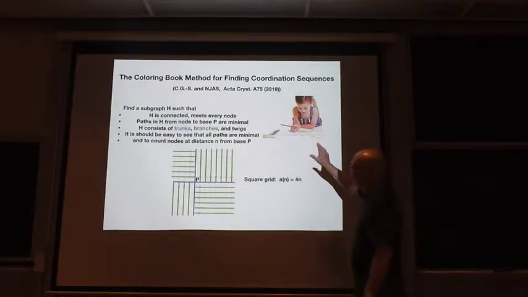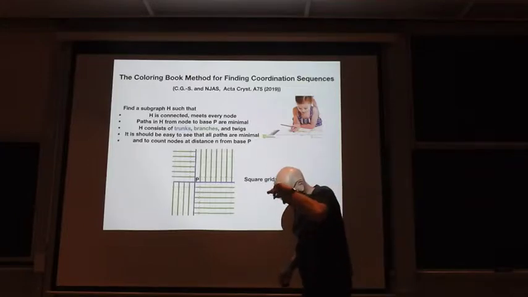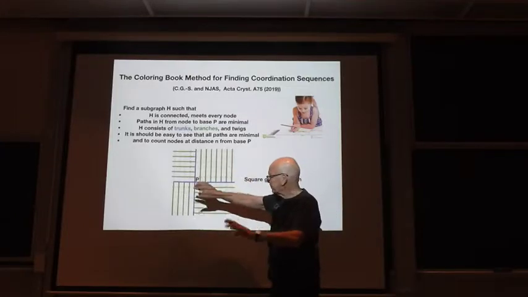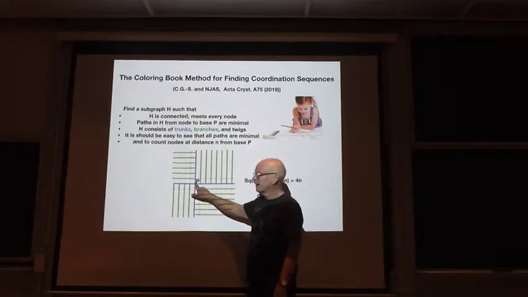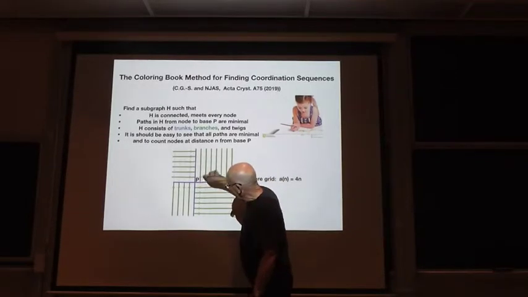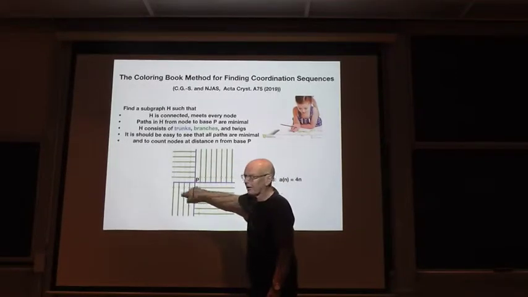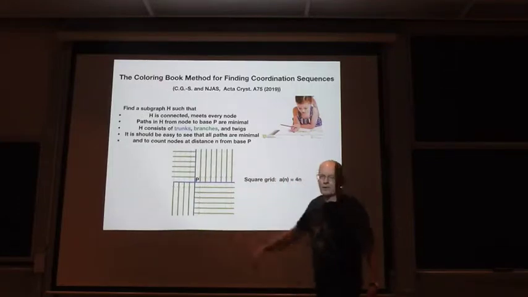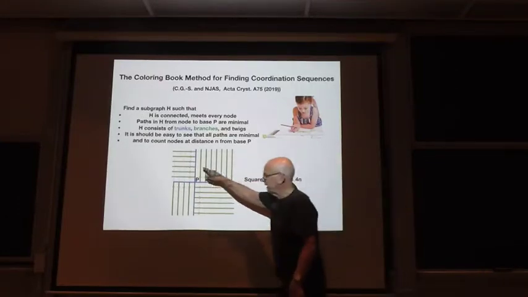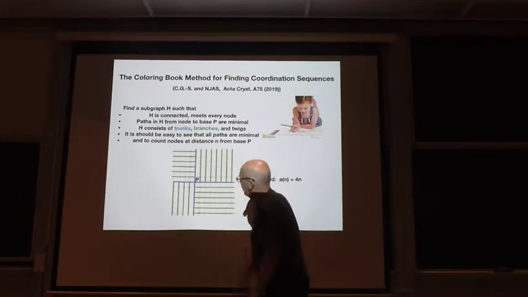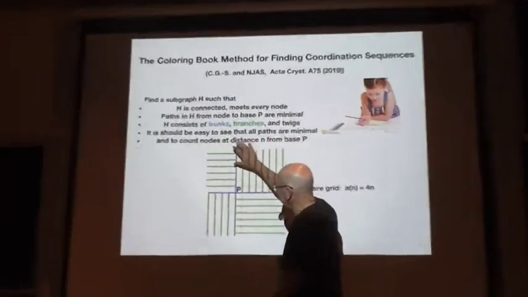And the technique, so the idea is we have a graph and we've got a distinguished point and we want to keep track of how many vertices there are in each shell around it. These are the contour lines. And what we do is we find a special kind of subgraph.